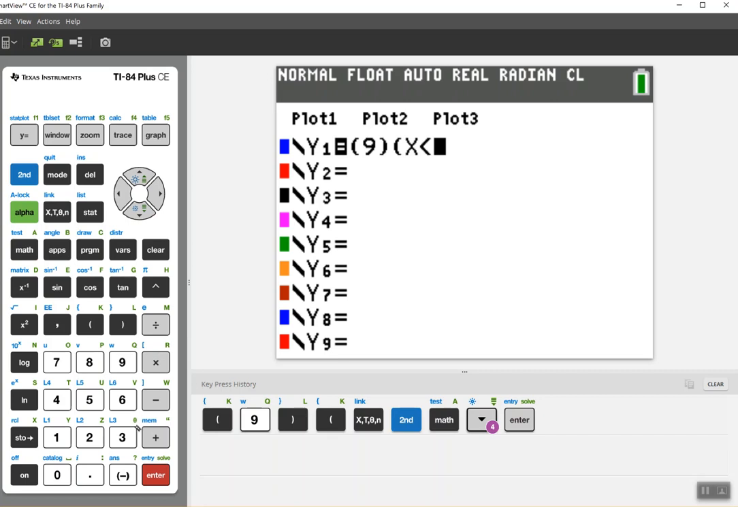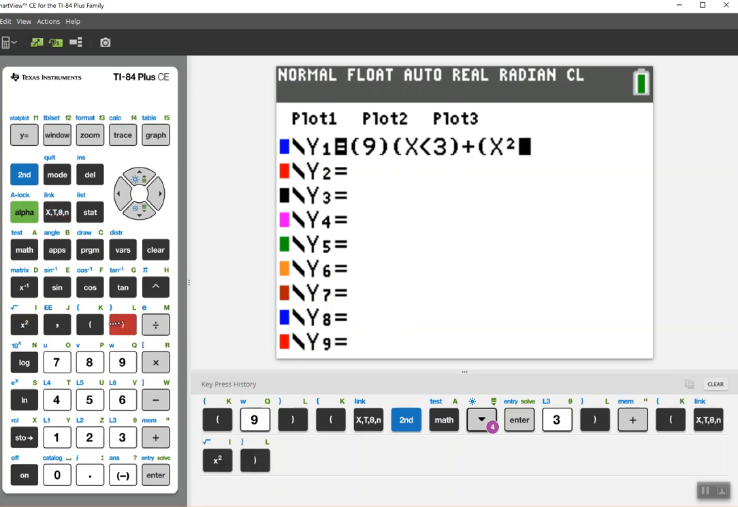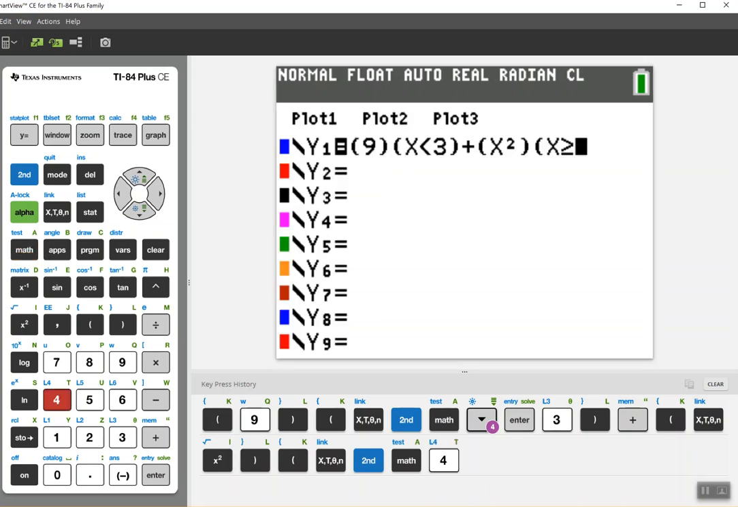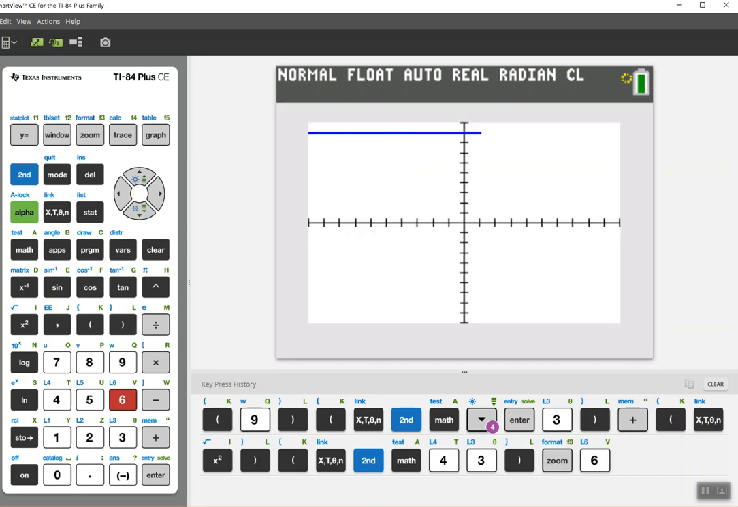So the condition is that the graph is 9 as long as you're less than 3, but the graph is something else after. So we're going to put a plus, and then the second equation, which is x to the power of 2, when x is greater than or equal to 3. So I'm going to go second, math again, and greater than or equal to is option number 4. So click 4 on your keyboard, and then you're basically finished. Close the parentheses, and I'm going to go zoom 6 to make the graph look nice and pretty.